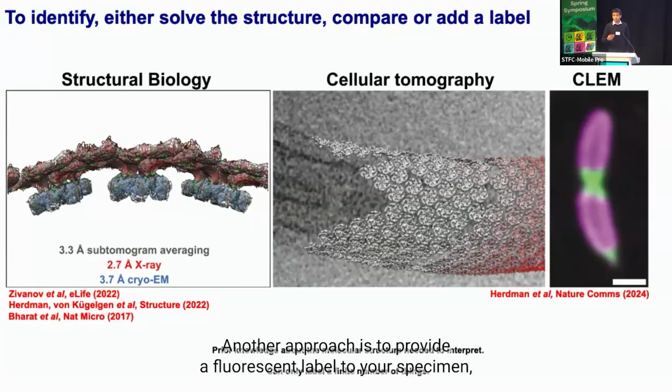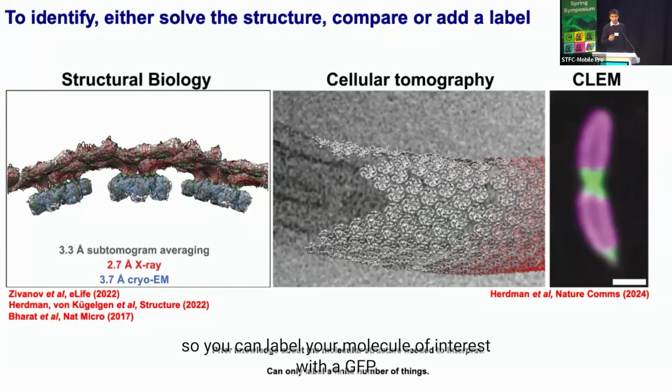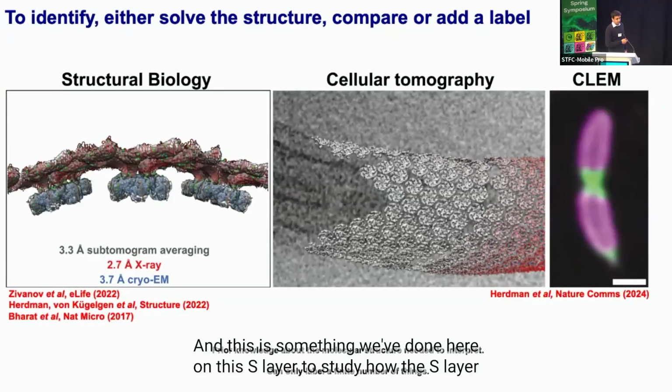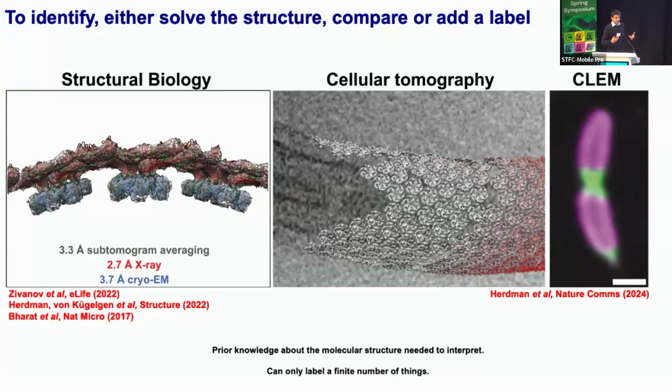Another approach is to provide a fluorescent label to your specimen. You can label your molecule of interest with a GFP or some other fluorescent staining. This is something we've done on this S layer to study how S layer biogenesis occurs, which gives us very powerful information. But of course, it's still limited because you can only label a finite number of things in your specimen.